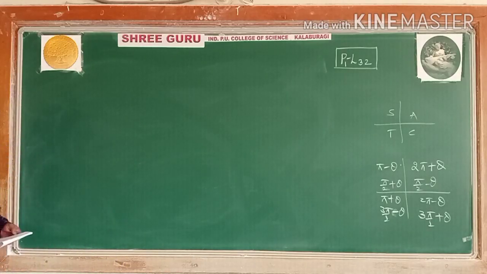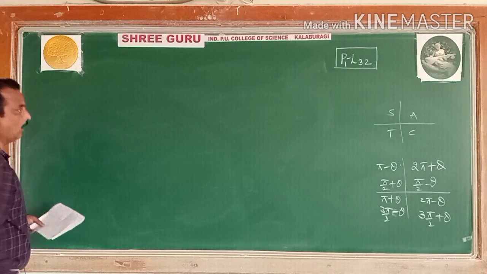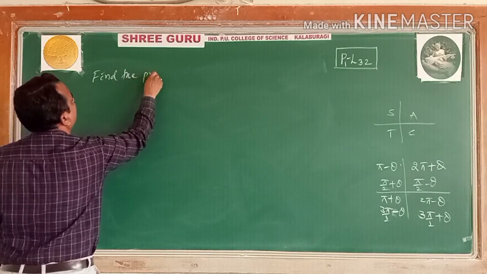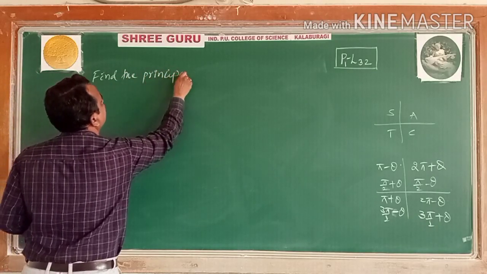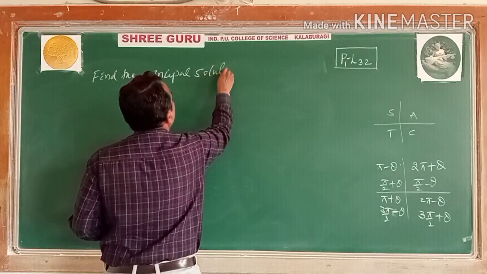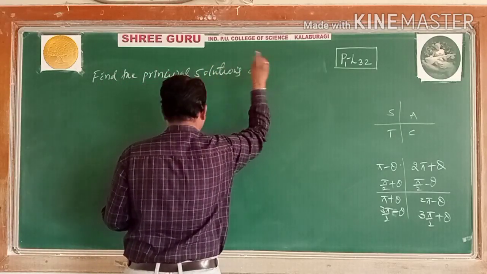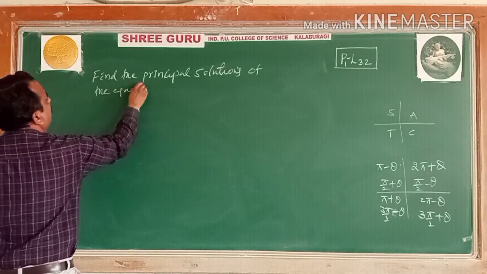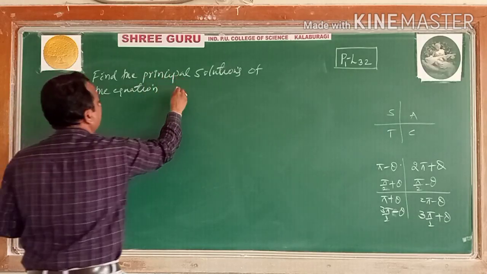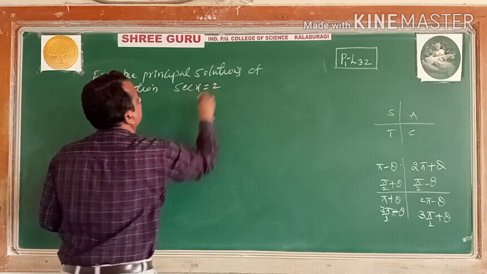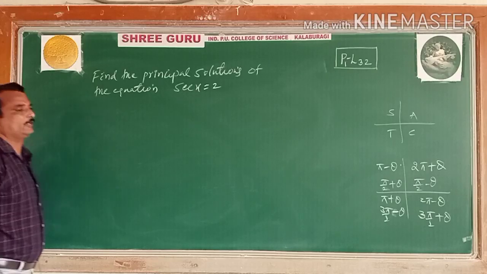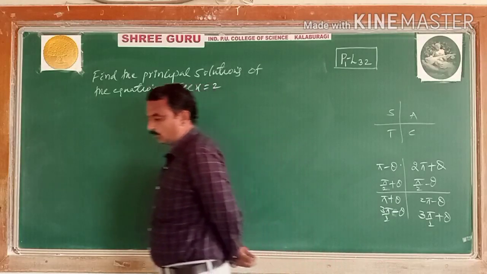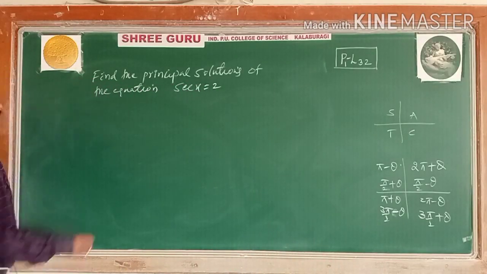We have calculated two examples in the previous class. Find the principal solutions of the equation secant x equal to 2. Principal solutions of the equation secant x equal to 2. Let us see this one here.